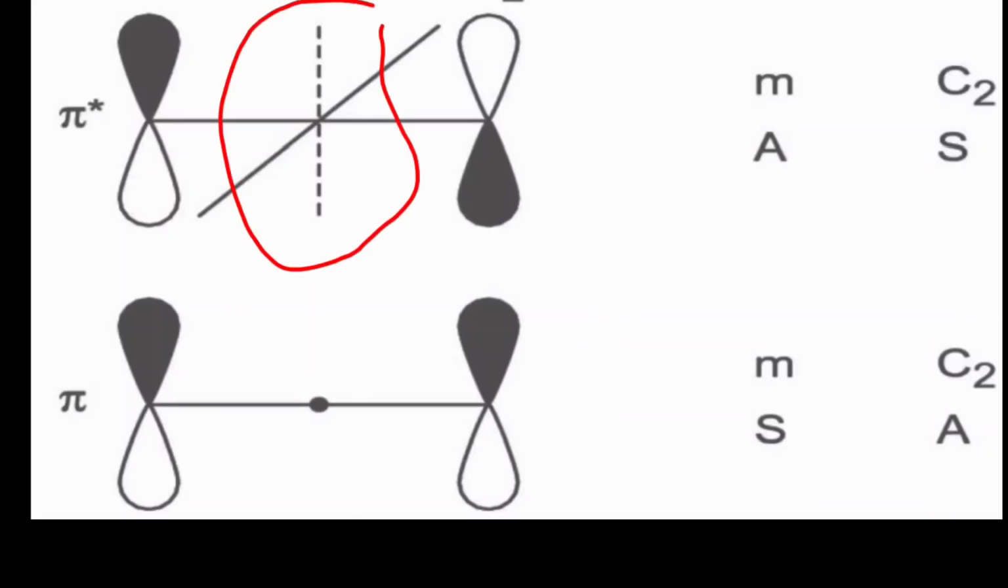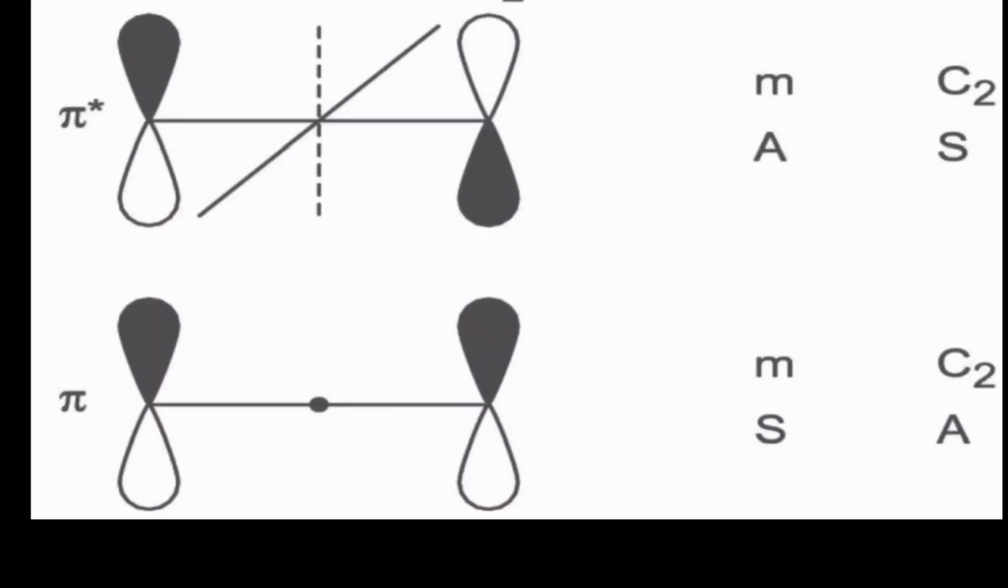Due to this, what happens? The positive becomes negative and the negative becomes positive. So this is known as a node. Here one node is present, here no node, that is zero nodes, is present. Symmetric properties of this ethylene molecule.